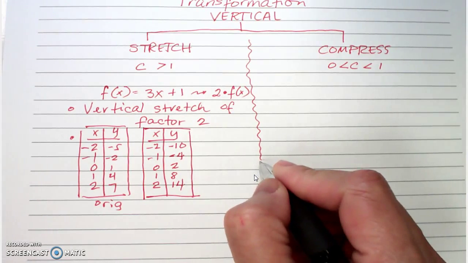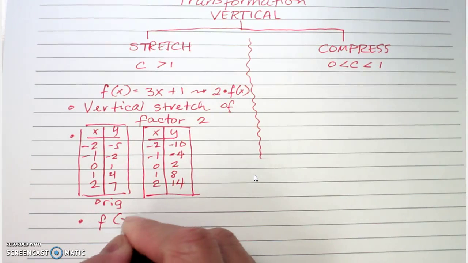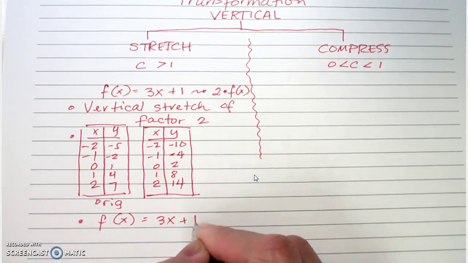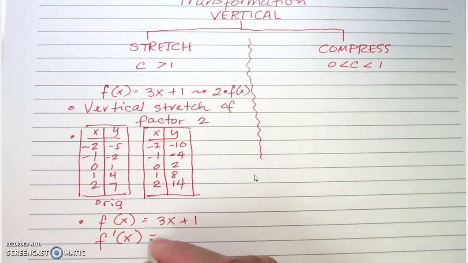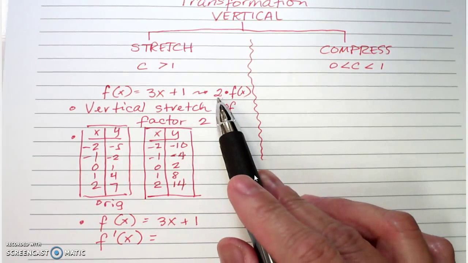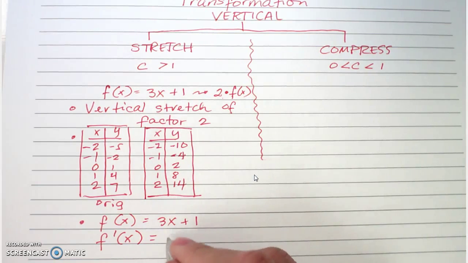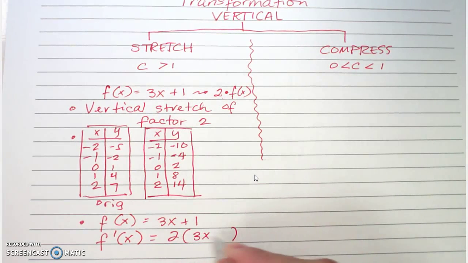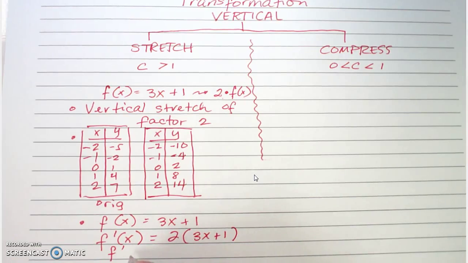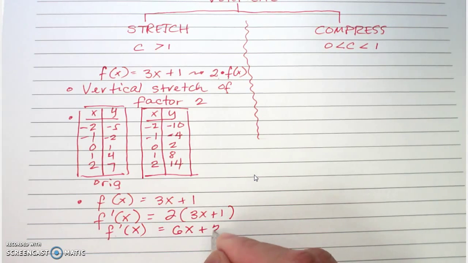So let's now talk about the equation. So how would your equation look like? So your original equation is f of x equals 3x plus 1. And your f prime, or your transformed equation, will look like this. And it says here that you will multiply 2 to the function. And the f of x is this whole thing. So you will multiply 2 by that, which is 3x plus 1, making your f prime x become 6x plus 2.